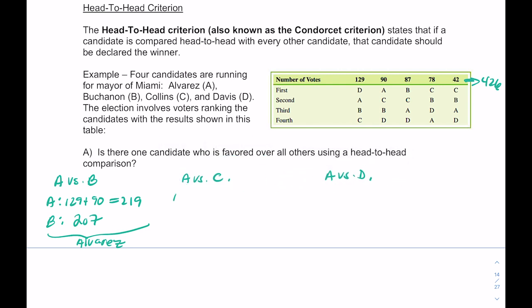Okay, I'm going to do the same thing. So Alvarez again is 219. And this time I'm looking at Collins. So Collins would just be 426 minus 219. So again, that comes out to be 207. And Alvarez wins again.